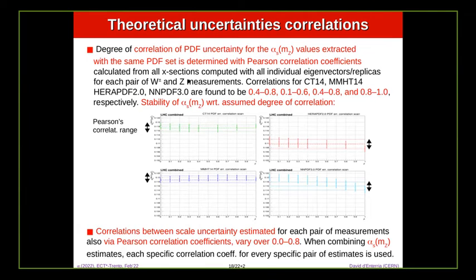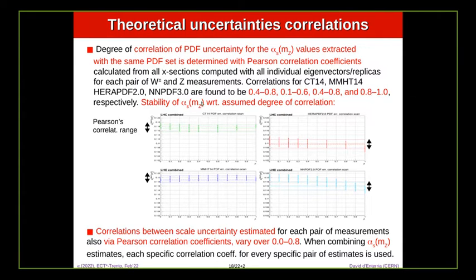And then on the theoretical side, there is a correlation of PDF uncertainties for any given alpha S value extracted within the same PDF set. The way we determine this is via Pearson correlation coefficients calculated from all cross sections, computed with all individual replicas for each pair of W plus, minus, and Z measurements, and then we find a correlation. It's half correlated for CT14, also a little bit correlated for MMHT14, the correlation is higher for HERA PDF, and NNPDF is almost fully correlated. That's at least what this quantification based on this method tells us.